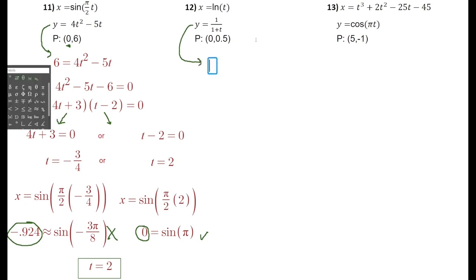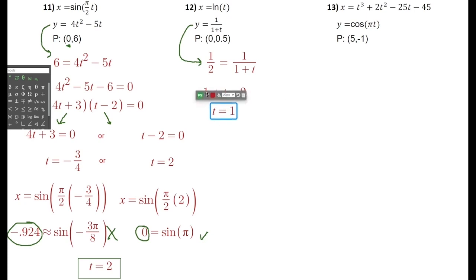So we want the y to be 1/2, 0.5, same thing. So 1 over 1 plus t. We're going to solve this for t. We can do a little cross multiplication here, using the cross products property: multiply 1 by 1 plus t, and 1 times 2 would be 2. Then we solve that by subtracting 1 from either side, so we get t equals 1.